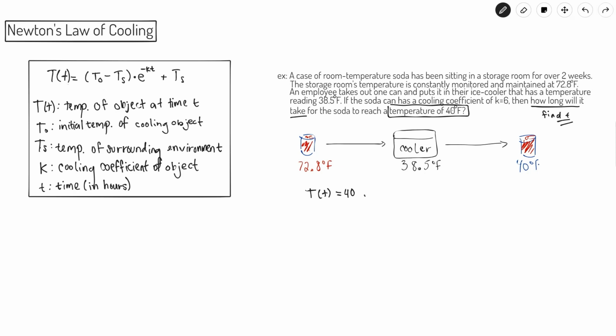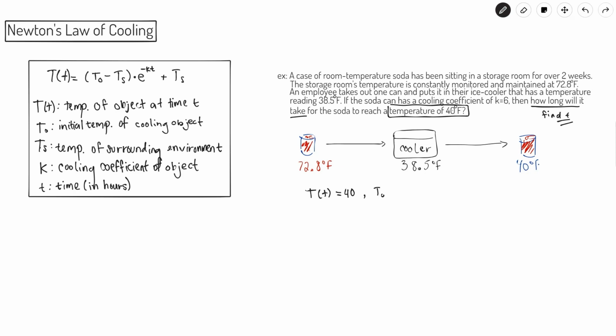So T sub naught, we know that that represents the initial temperature of the cooling object. It doesn't clearly state the initial temperature of the cooling object, but it does say that this soda has been cooling in a storage room for over 2 weeks, and the storage room was maintained at a constant temperature of 72.8 degrees Fahrenheit.